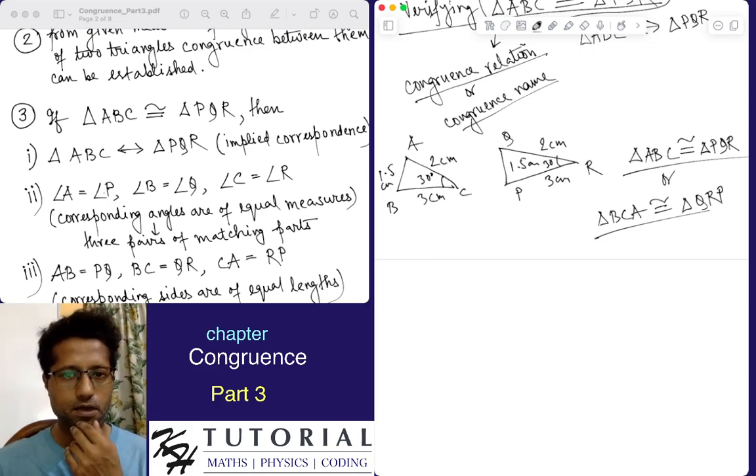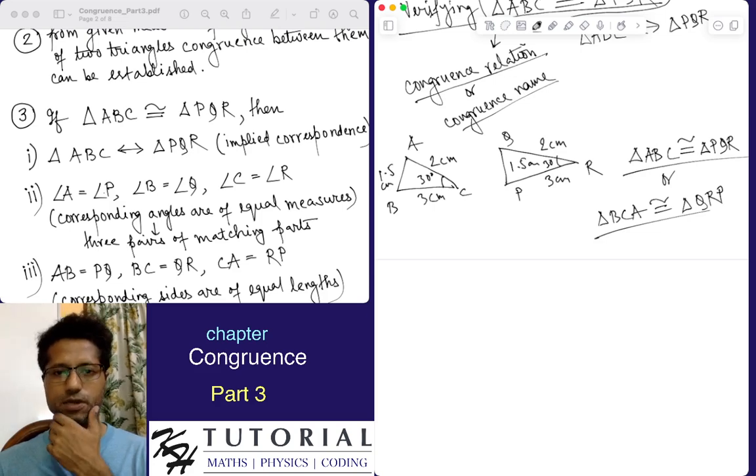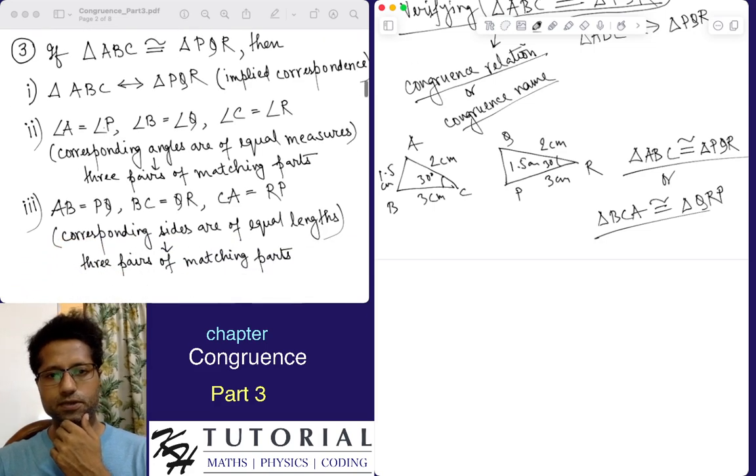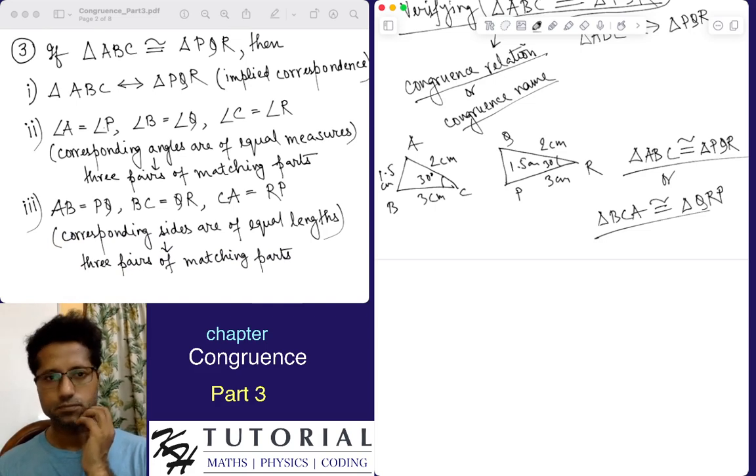So this is number 1: you get information when it is said, given that triangle ABC is congruent to triangle PQR. What else information do you know? You will know that angle A will be equal to angle P, and the three corresponding angles will be equal. That is point number 2. Point number 3 is the corresponding sides: the lengths of the corresponding sides will be equal.